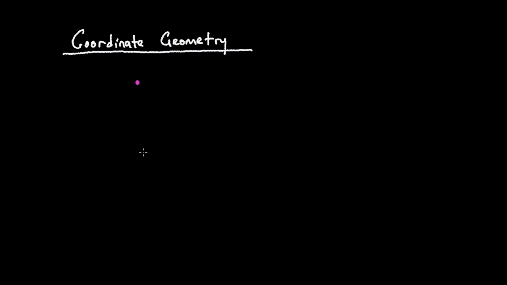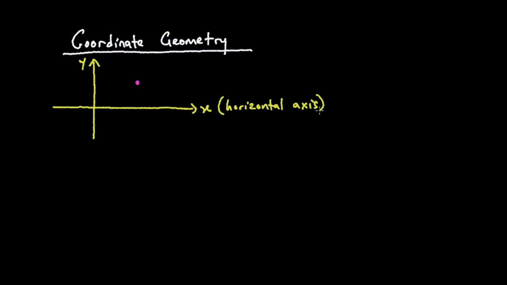So if we simply have a point in space and we want to know the position of that point, there was a mathematician by the name Cartesian who theorized that we can actually have this plane. It's called the XY plane. X is the horizontal axis and Y is the vertical axis.